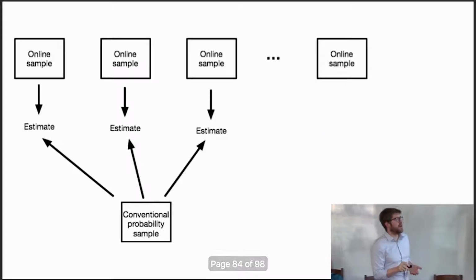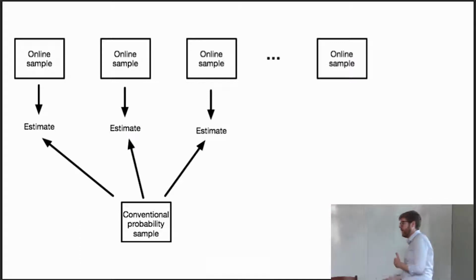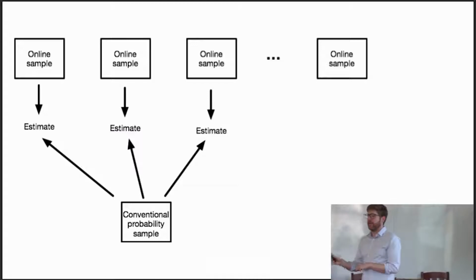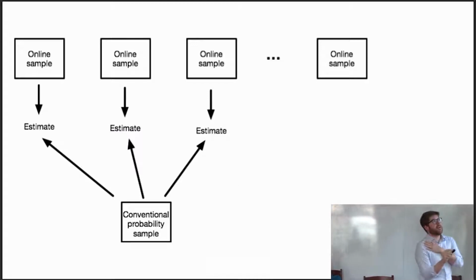And you can imagine periodically conducting a relatively expensive but high quality conventional probability sample and pairing that with much more frequent but necessarily approximate online samples. And this is the best of both worlds.